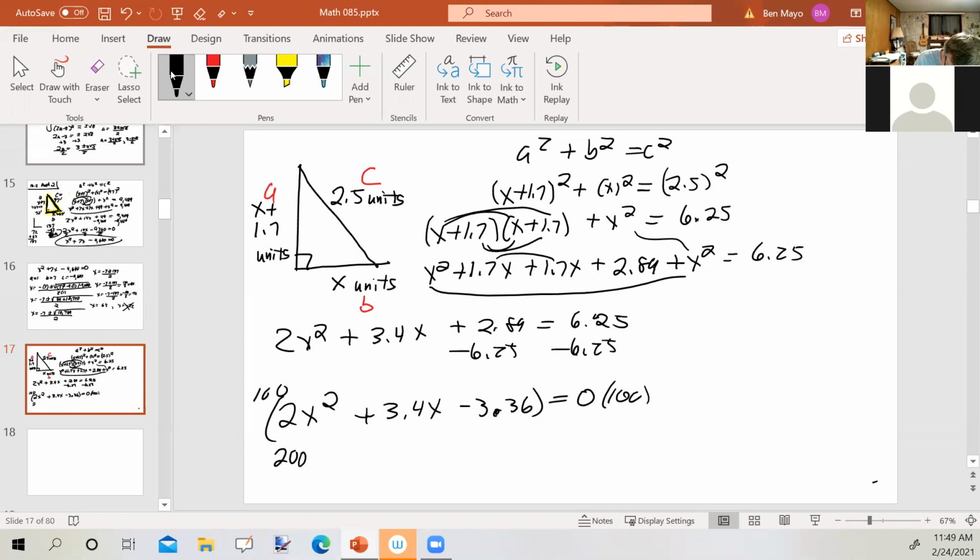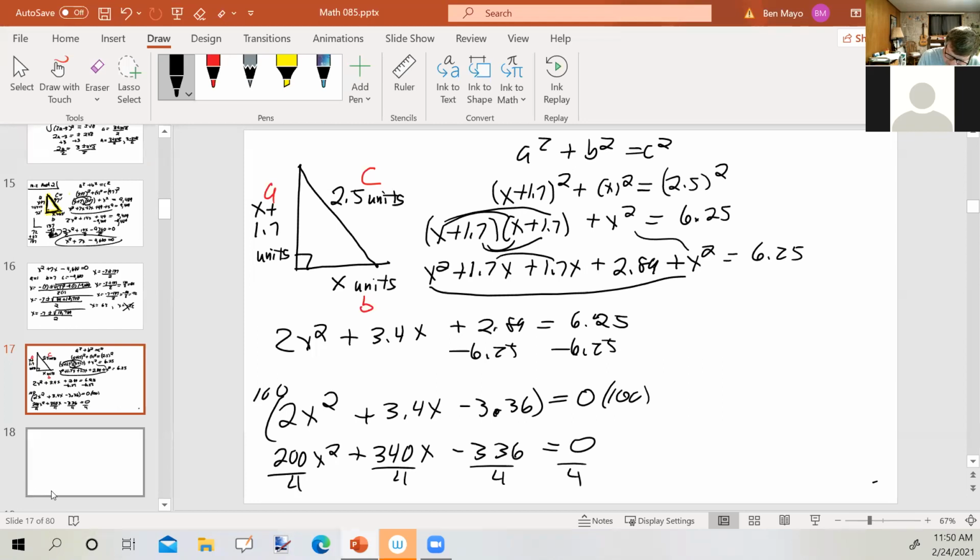Okay. So to get rid of my decimals, I'd have to multiply both sides by 100. So I get 200x squared plus 340x minus 336 equals 0. But I've multiplied by 100 to clear all the decimals. But now I could actually reduce this thing down. I think that I could factor a 4 out of everything. So I'm going to divide everything by 4. And I'm going to write the answer on the next page.